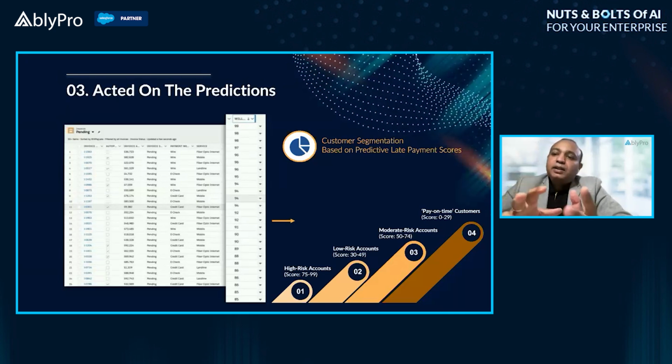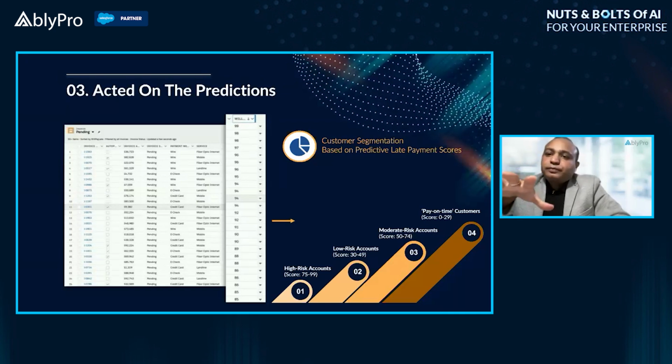So Airlink segmented these customers based on the probability, right? They divided them into 4 groups. High risk accounts, which have a late paying probability of 75 to 99. Then you've got low risk accounts, which have a score of 30 to 49. Moderate risk accounts, which have a score of 50 to 74. And then you have around 0 to 29. That means they are on time paying customers.